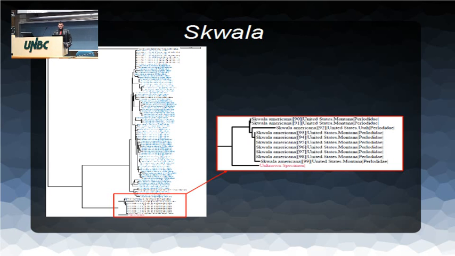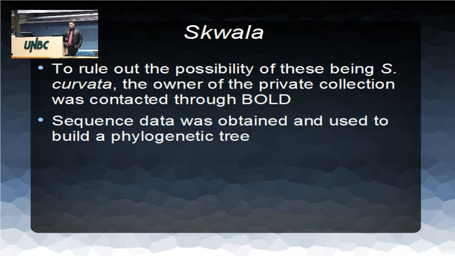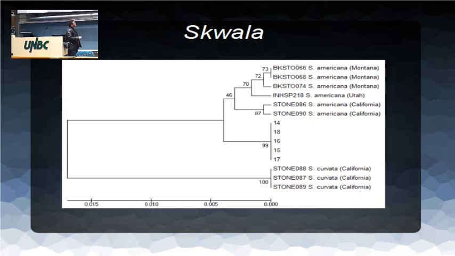So I did notice, this is the tree that BOLD gives you when you throw a specimen in. And as you can see here, our unknown specimen is definitely grouping separately from these other Squala americana. BOLD lets you see if there's private specimens in the collection, and they actually let me contact the owner of a private collection there. I asked him if I could get Squala curvata data that he wasn't sharing at the time. He was nice enough to send it to me, and I used it to build a phylogenetic tree.